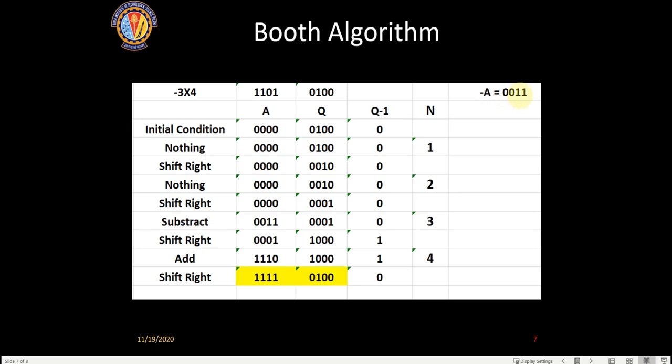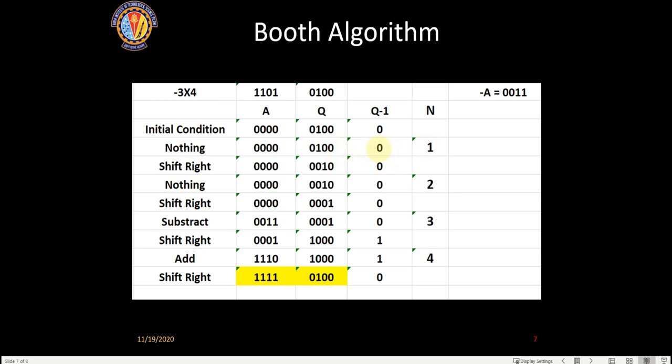So M is 3, so minus 3 will be 1 1 0 1. So this is now minus 3 and this is 4, you are multiplying 3 into 4. So initially in the accumulator you have put 0 0 0 0, in Q you have put 4, Q minus 1 is 0. Now if I see, it is 0 and 0. So during the first clock cycle it will do nothing because it is 0 0. So the accumulator value will not change. A is going to remain A, Q is going to remain Q, Q minus 1 is going to remain Q minus 1, okay.